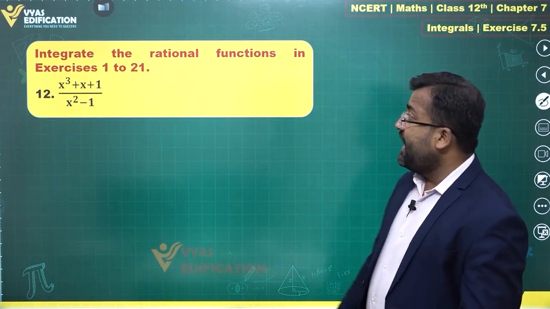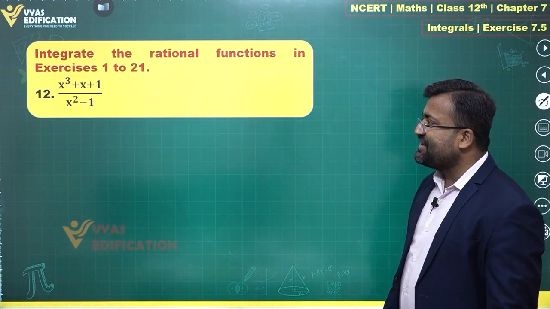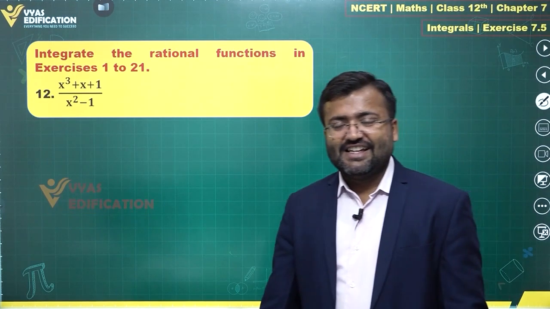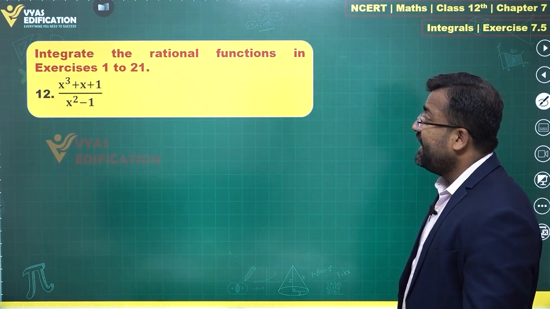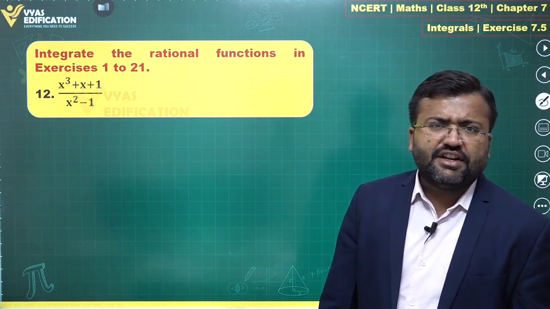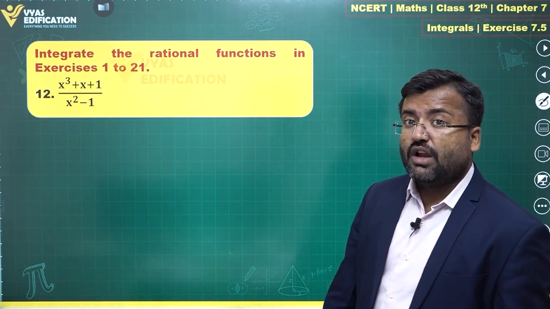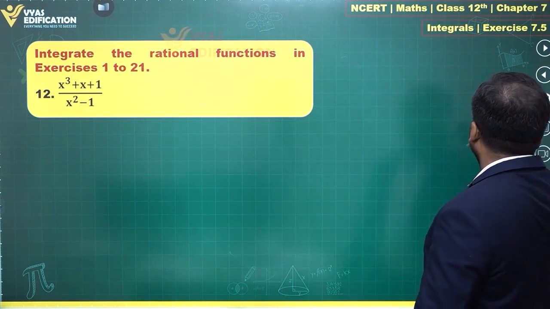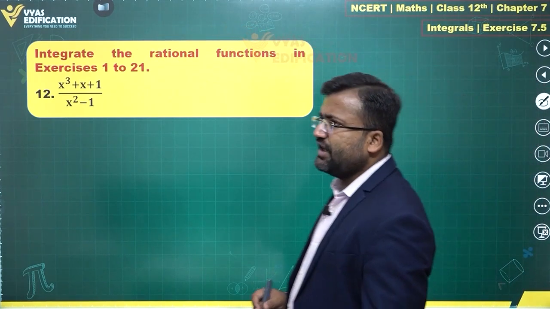In the 12th question, what do we have? x cube plus x plus 1 upon x square minus 1. And yes, there comes the interesting thing. So the first thing which we wanted to check was whether the degree of numerator is less than the degree of denominator. It's not so. So we'll have to divide the numerator with the denominator using long division. Yes, that's the approach that you can follow.